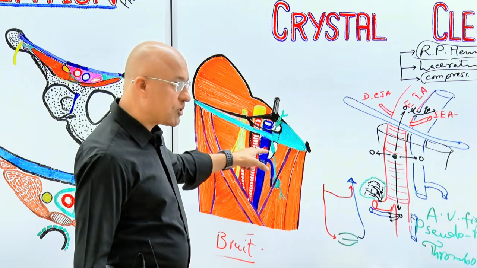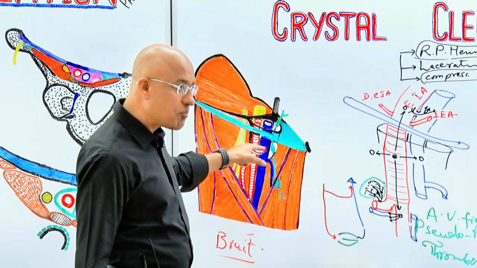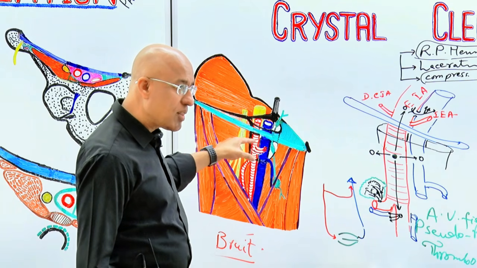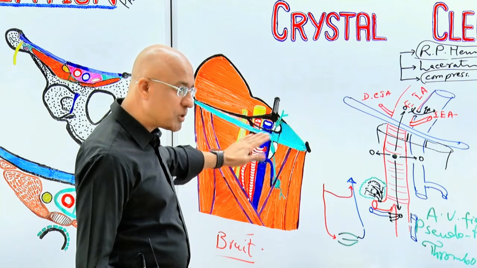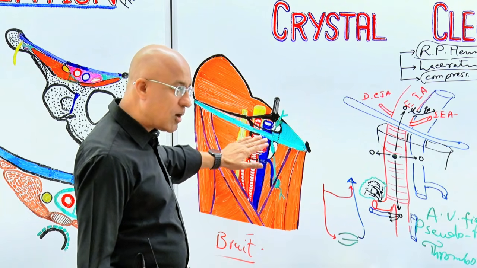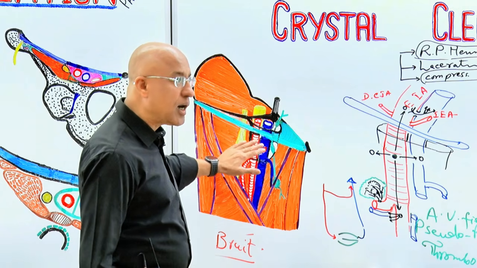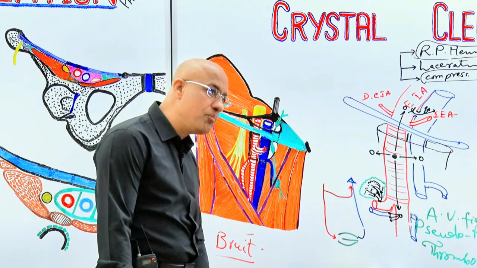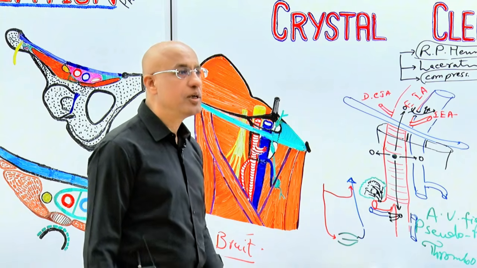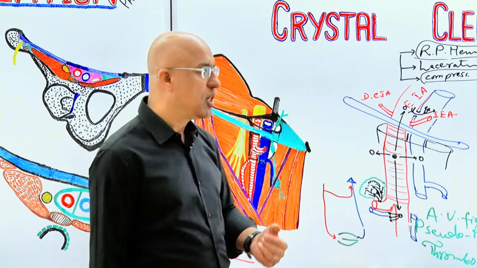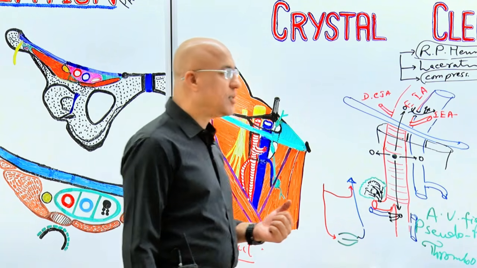So, AV fistula from a medial puncture will make a swelling which is producing a palpable thrill, or it may be producing a continuous bruit, or it will also be making a swelling of the limb, and in a very advanced stage, it might lead to high output cardiac failure, right?